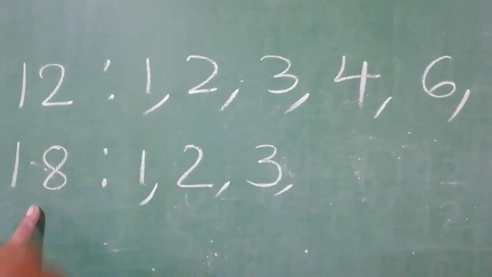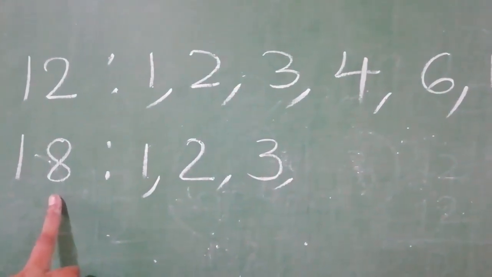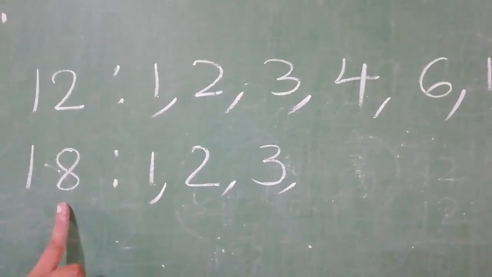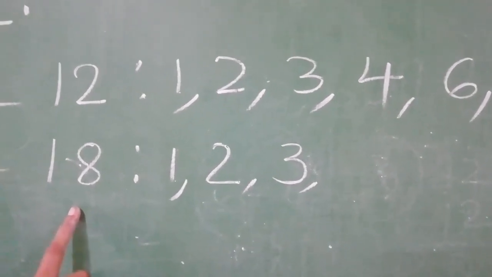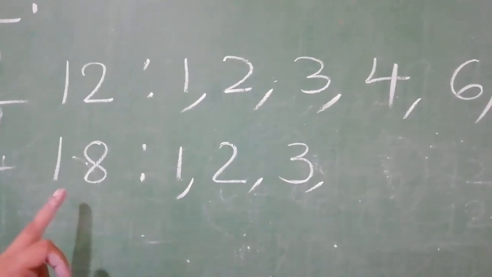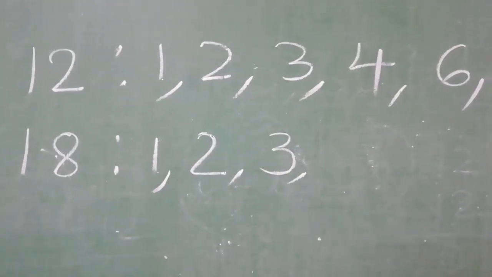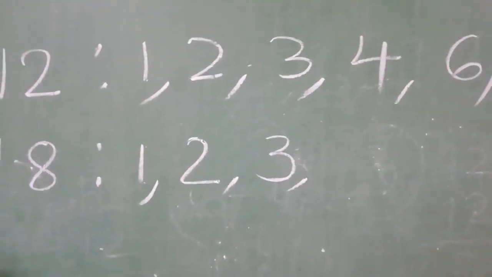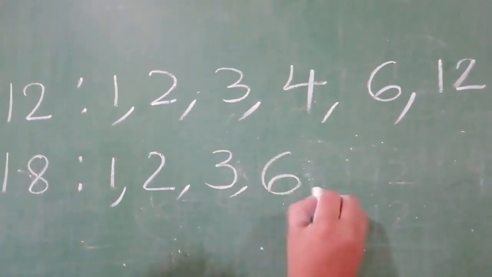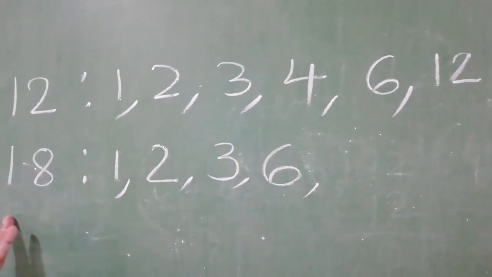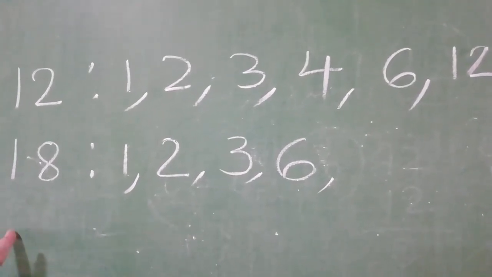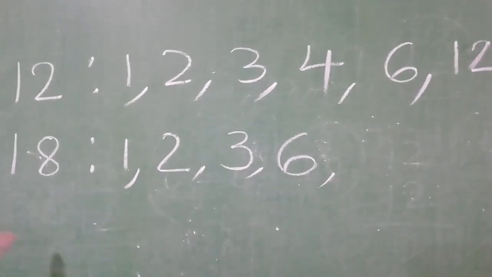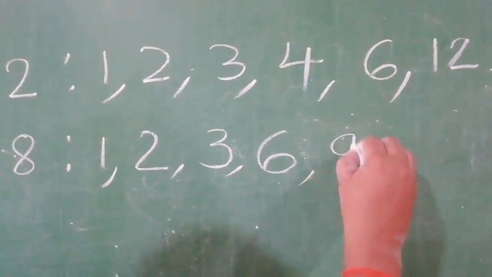3 is a factor. Next number 4. 18 divided by 4 is not possible. 4 is not a factor of 18. Next number 5. 5 is not a factor of 18. Next number 6. In 18, how many times does 6 cancel? 6 3s are 18. Yes, 6 is a factor of 18. Next number 7. 7 is not a factor. 8. 8 is not a factor. 9. Yes, 9 2s are 18. 9 is a factor of 18.